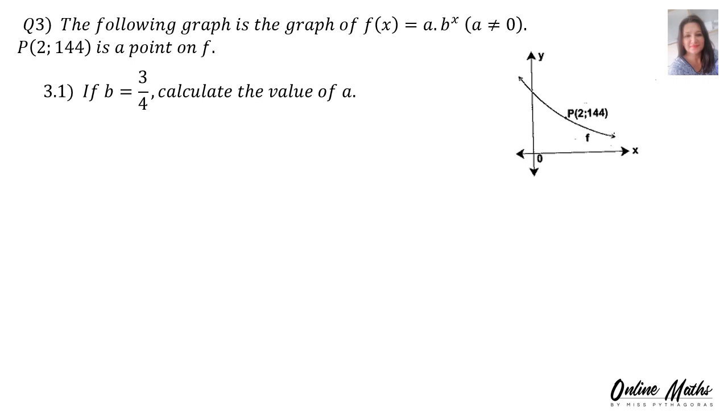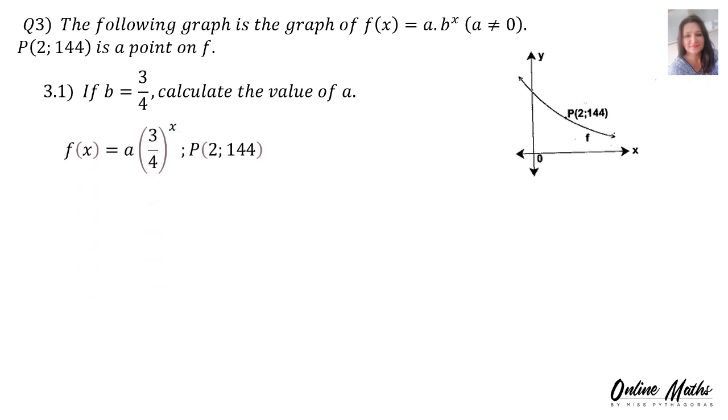Question 3. The following graph is the graph of f of x is equal to a times b to the x, where a is not equal to 0. P, the point (2; 144), is a point on f. 3.1. If b is equal to 3 over 4, calculate the value of a.